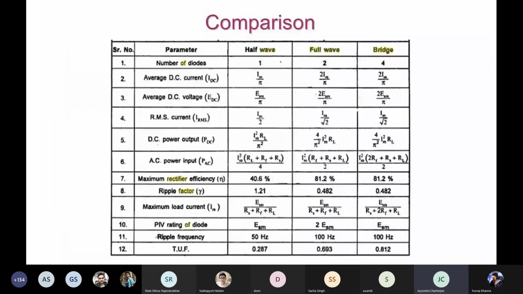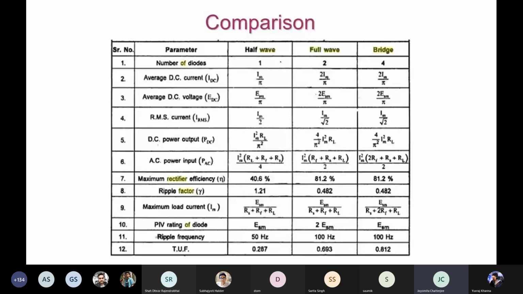Yeah, so this is a comparison between half wave, full wave and bridge. As you can see, they differ in the number of diodes, that is 1, 2 and 4. Now over here, see the rectification efficiency, point number 7. It is less for half wave, obviously, because it is not conducting the negative half cycle. For full wave and bridge, it is actually double that of the half wave. Now ripple factor is more in the case of the half wave, and for the full wave and bridge, it is almost 1/3 of that of half wave.